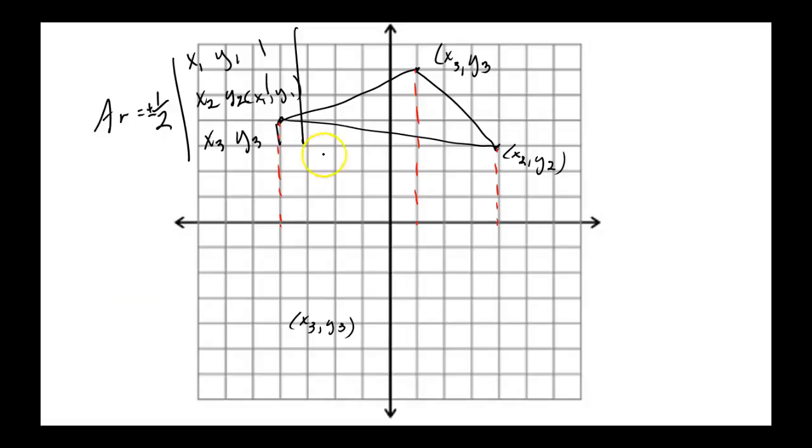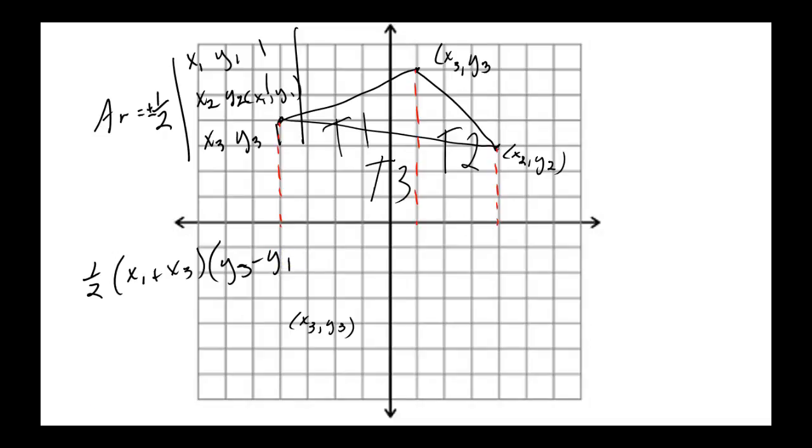Okay. The area, this will be T1. This will be T2. And this one down here will be T3. Okay. So the area of that first trapezoid would be 1/2 x1 plus x3 times y3 minus y1.